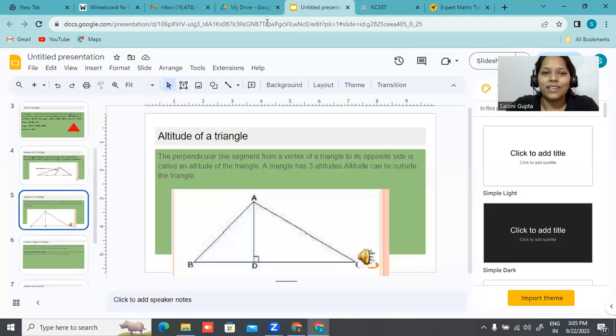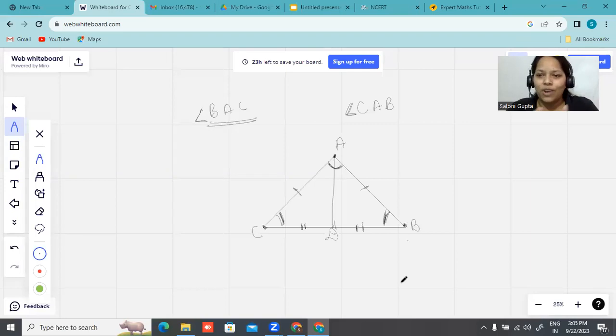That triangle is, first, your isosceles triangle. In the isosceles triangle, we know that two sides are equal. So suppose I am taking this as the isosceles triangle, in which AC and AB both are equal, right?